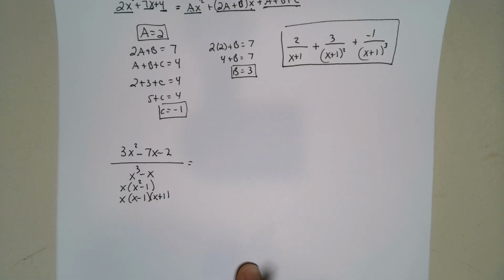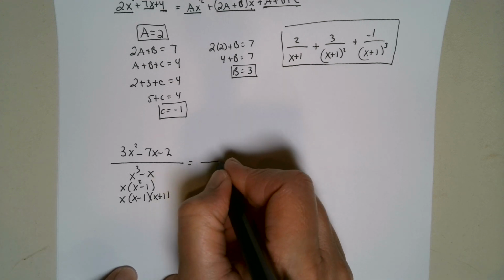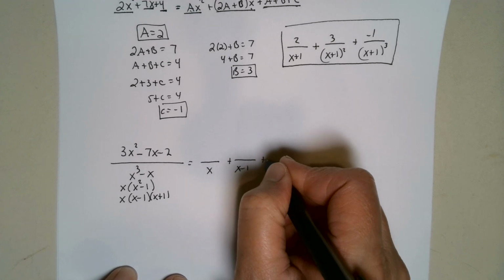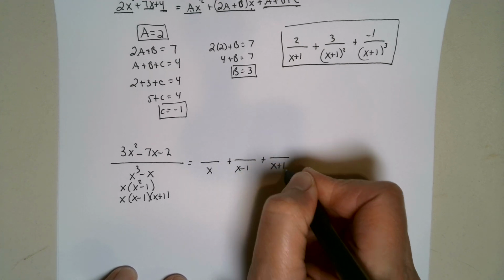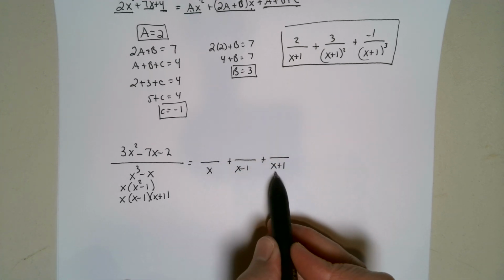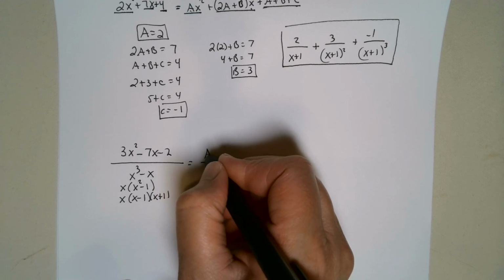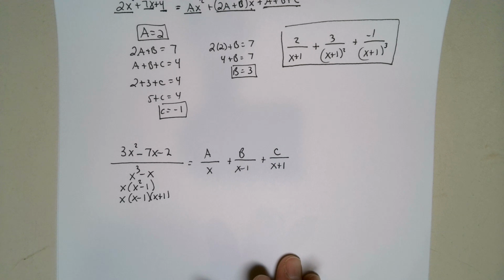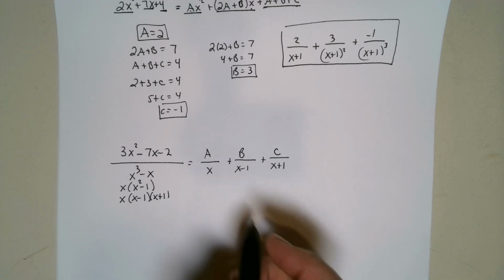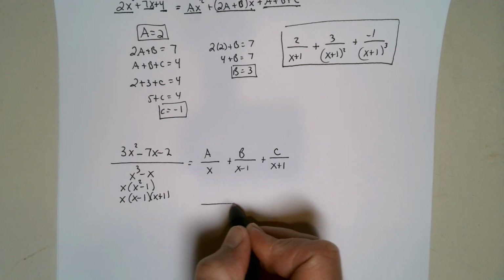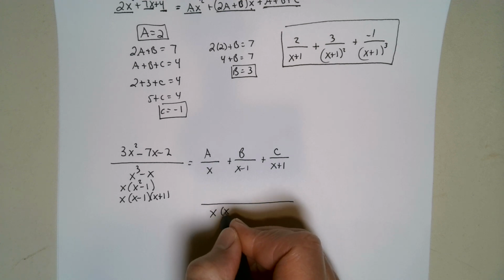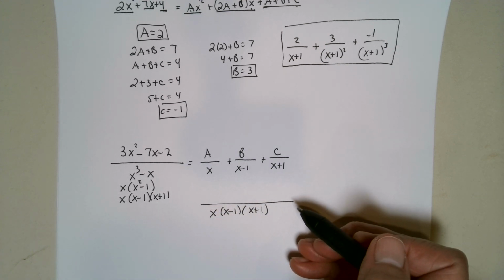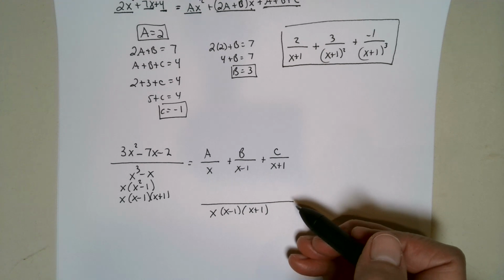And so I have 3 different factors. So each factor gets to have its own fraction. And so I would have x, x minus 1, and x plus 1, and I would have an a, a b, and a c. And the common denominator is going to be x, x minus 1, and x plus 1. And so then you could multiply accordingly.